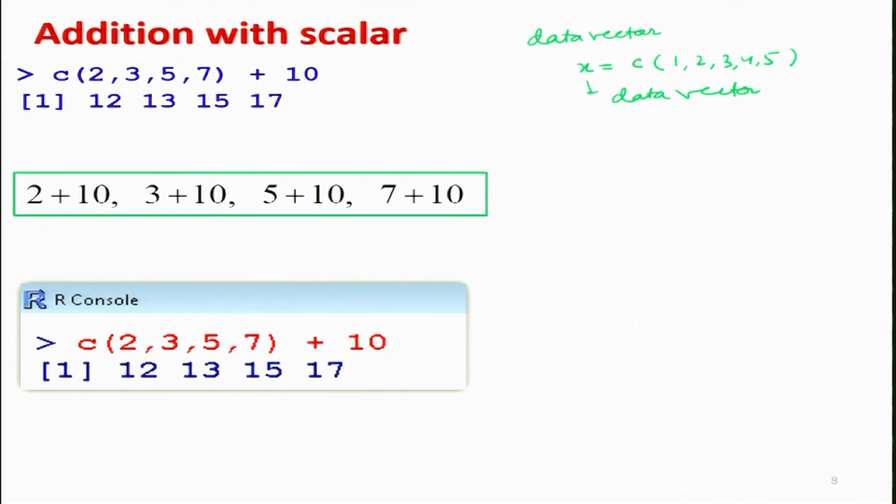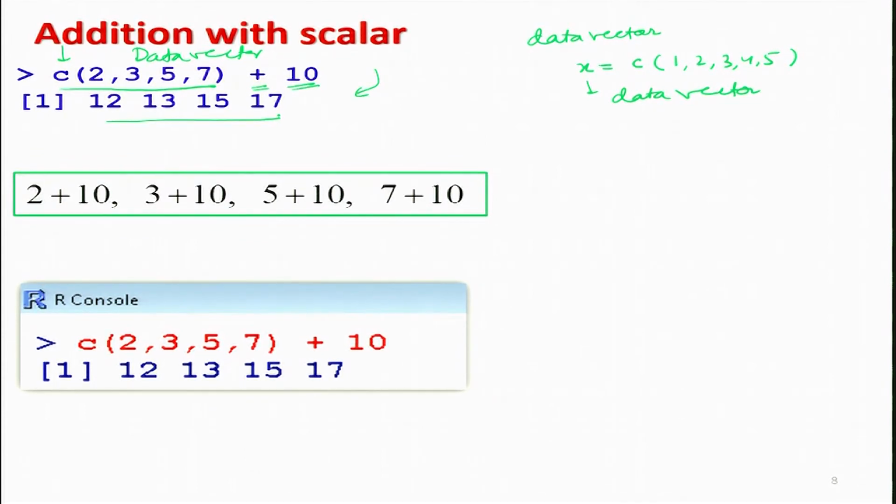So now let me take the first example. I have taken a data vector which contains 4 values, 2, 3, 5 and 7, combined using the operator c. And now I add a scalar 10. If you enter this, you will get an outcome like 12, 13, 15, 17.